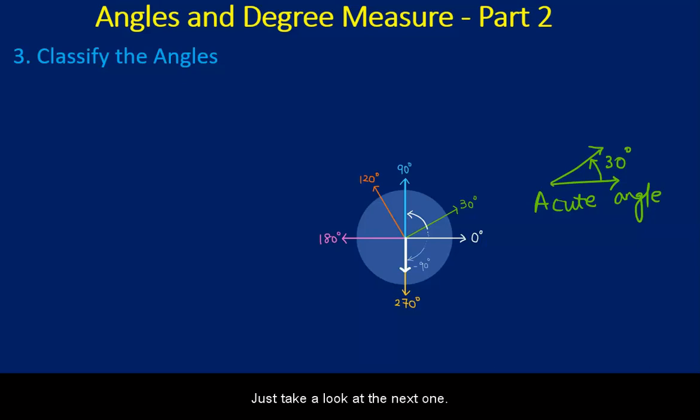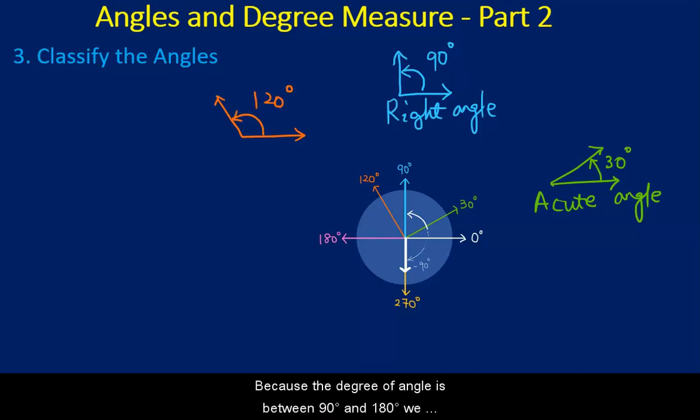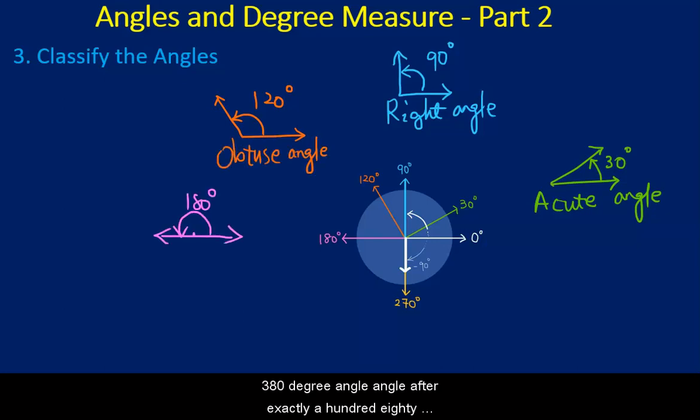Let's take a look at the next one, the 90-degree angle. A 90-degree angle is a right angle. The next one is the 120-degree angle. Because the degree of angle is between 90 degrees and 180 degrees, we call it an obtuse angle. Next one, an angle of exactly 180 degrees is a straight angle.